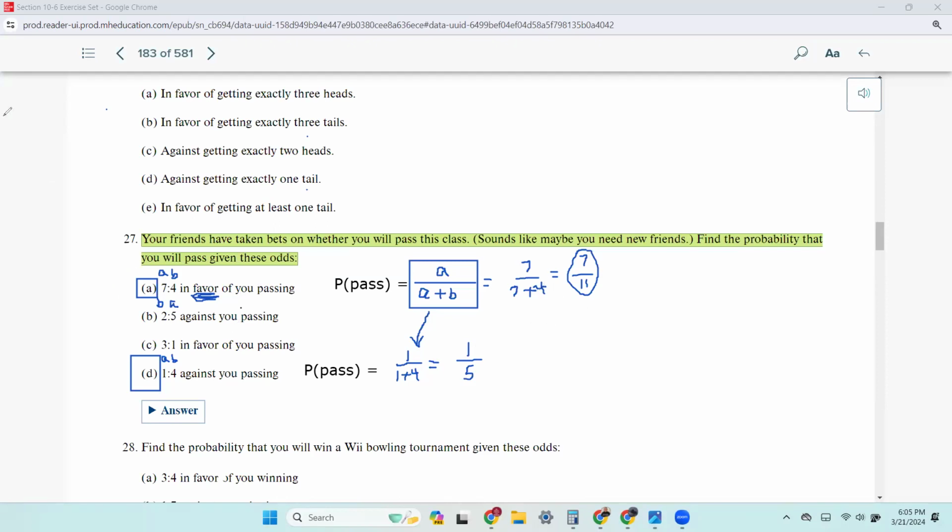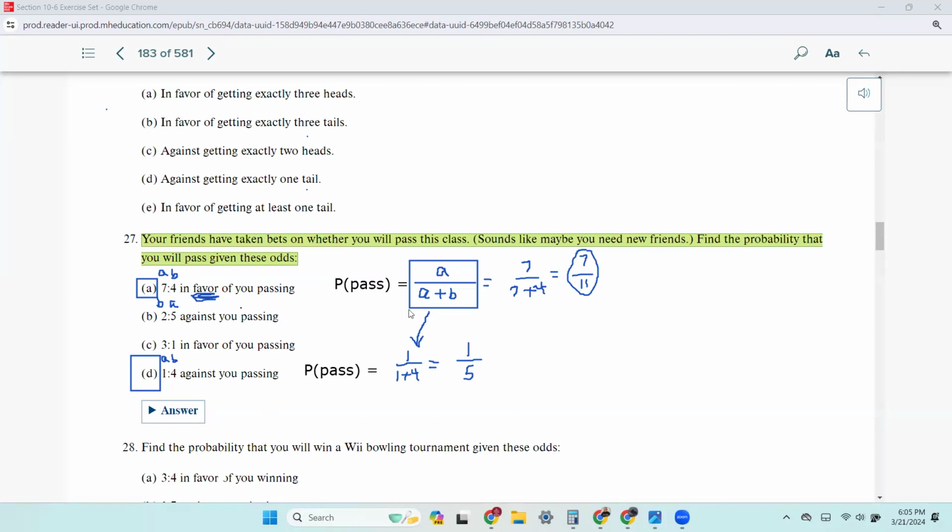Okay, well, let me just try to take you through this again. Odds in favor is A to B. A to B. All right. That's odds in favor, and that means the first one is the numerator for your passing. Okay. And the B would be the numerator for fail.